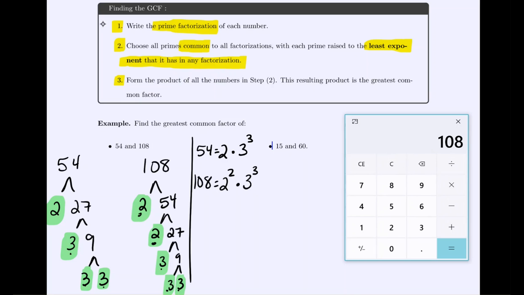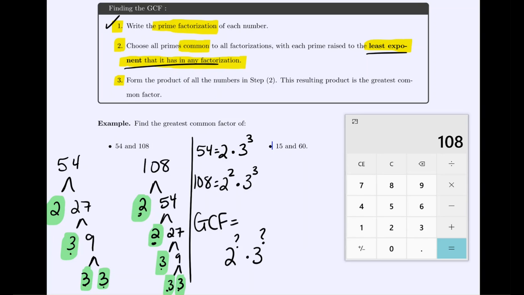So now we finished step 1, now comes step 2. You would choose all primes that are common to both expressions. Do you see there's a 2 as a prime factor in both expressions? There is also a 3 that's common to both expressions. So that's what we mean by common, it appears in both. So we know the GCF is going to involve a 2 to some exponent times a 3 to some other exponent. We just have to decide what the exponent is, and that's where the second part comes.